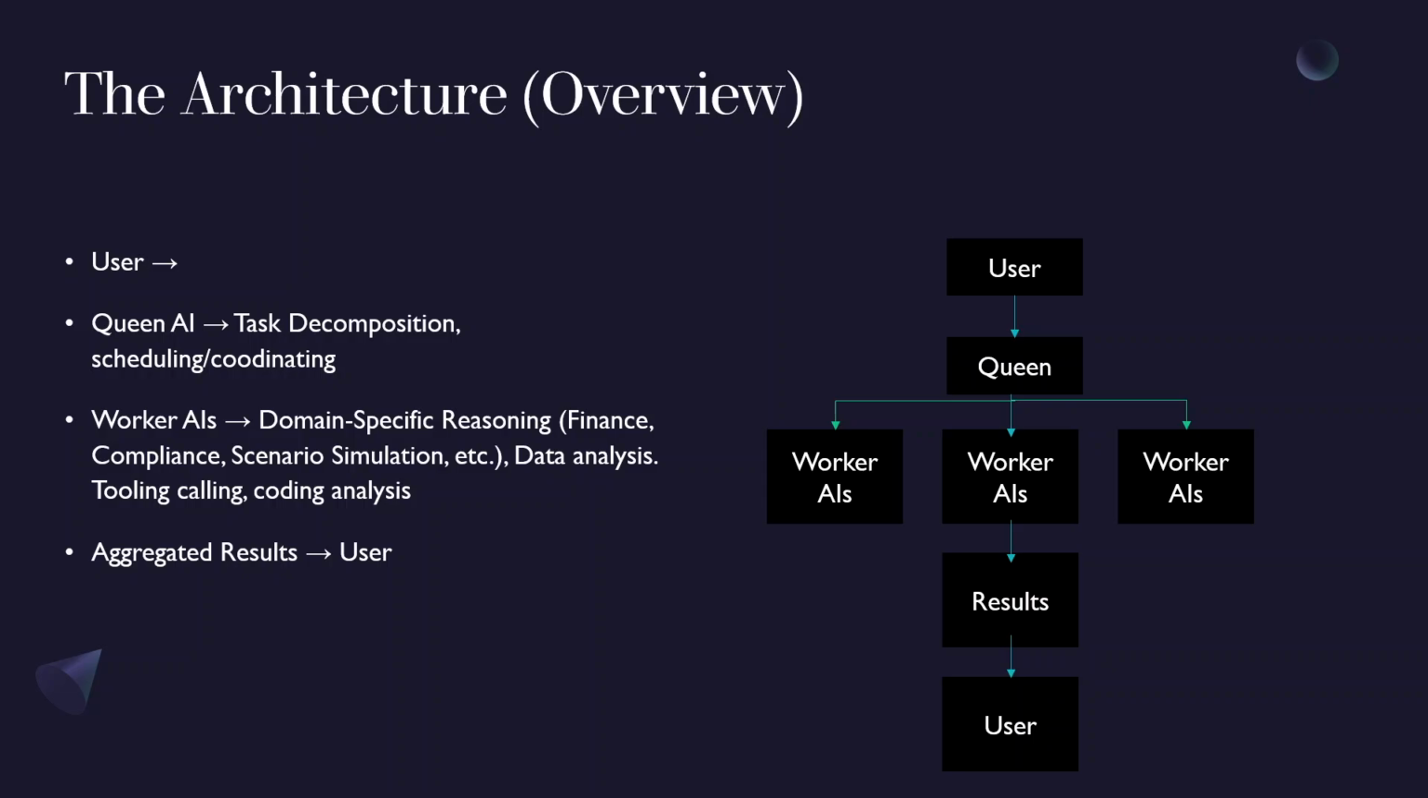So here's the input again. The user will type in the input, and the Queen AI will do the task decomposition, scheduling, or coordination of the tasks, and then it will pass the tasks to the worker AIs. There will be domain-specific reasoning like finance, compliance, scenario, etc., and data analysis, tool calling, and code analysis. The worker AI will fetch the data, run simulations, and then send back the results, and then compile the final answer and present the answer to the user.